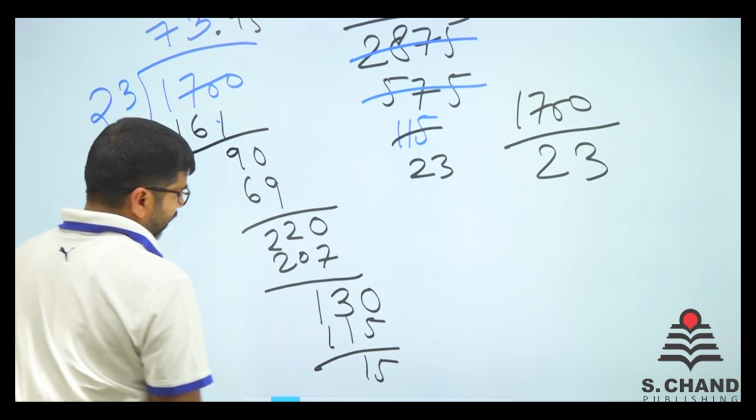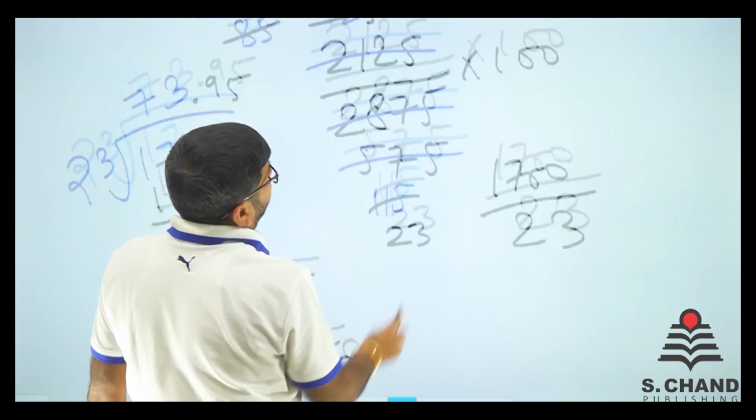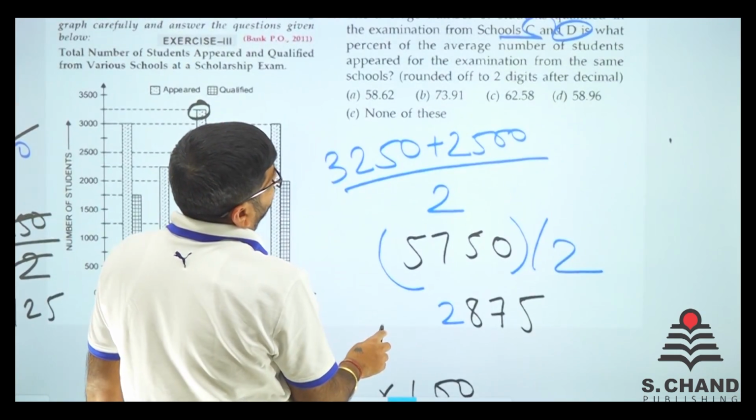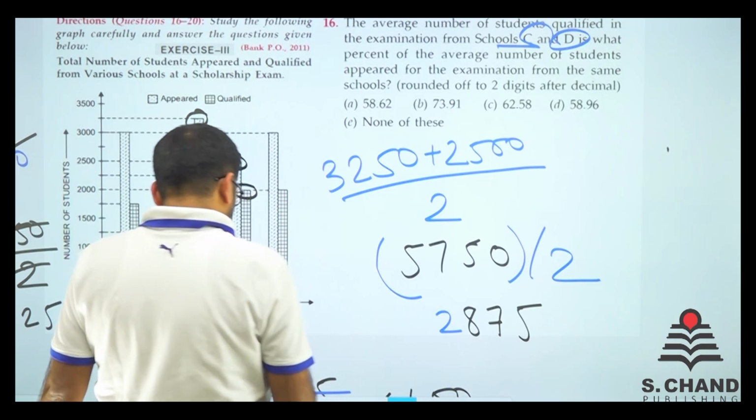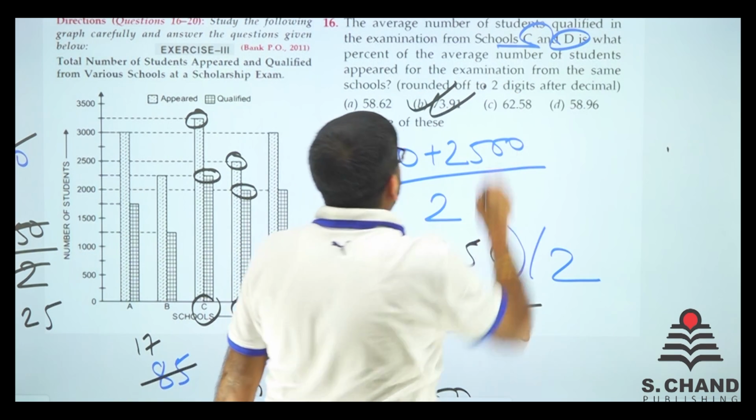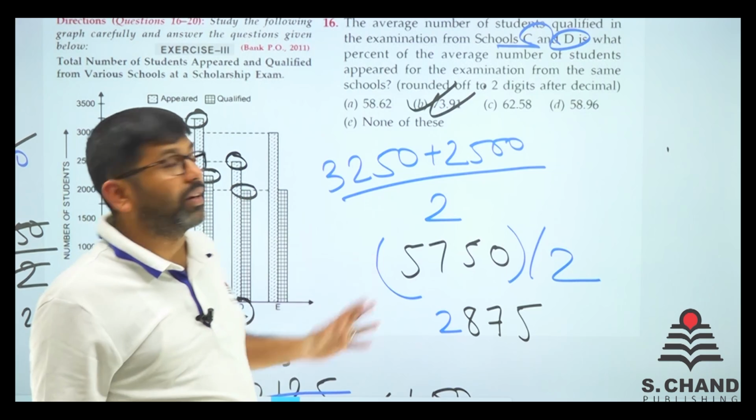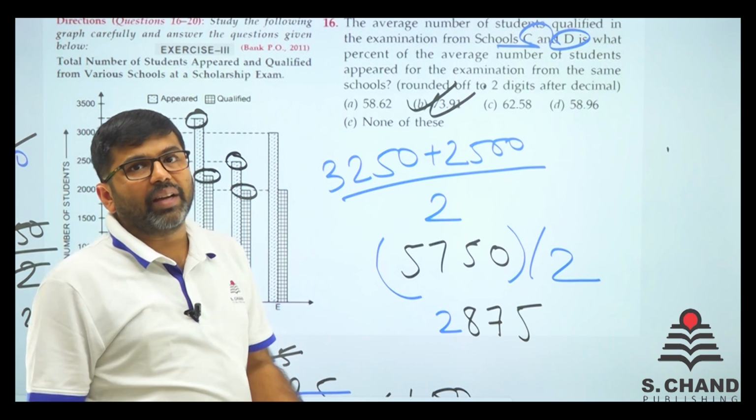So I guess 73.95. Is there any option like this? 73.95, 91. So it is nearly that number. So 73.91 is the answer, right? And that is what is asked in the question.